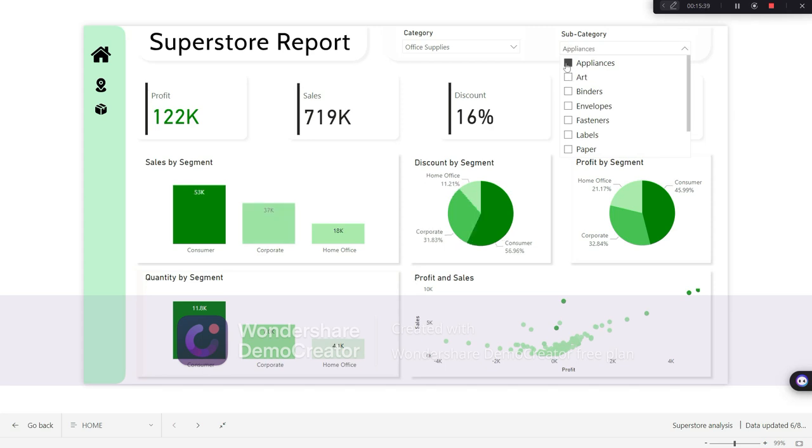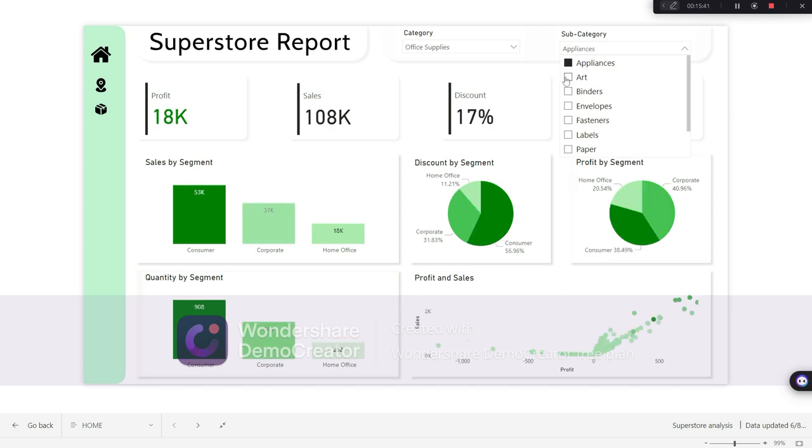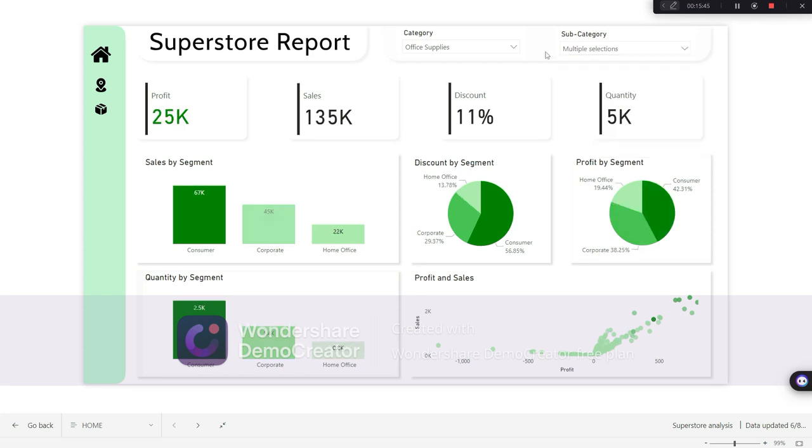We see the subcategories appliances and art. There is about 25k profit on a quantity of about 5k. Here, as the sales go higher, the profit goes higher.